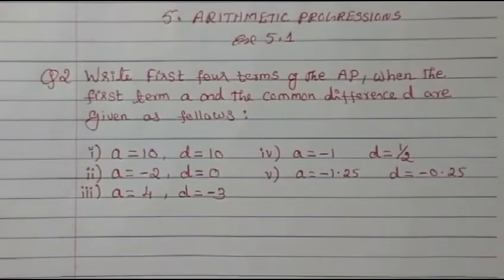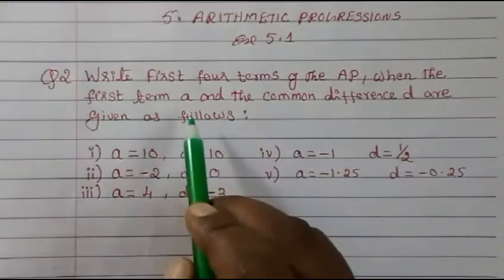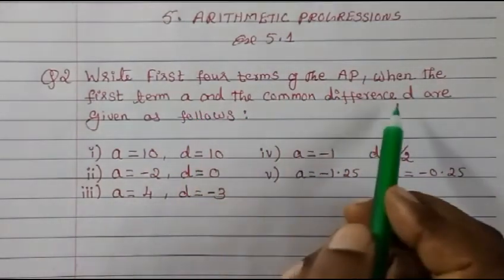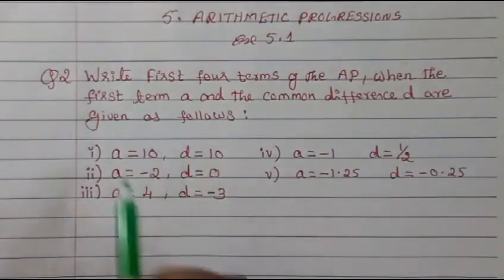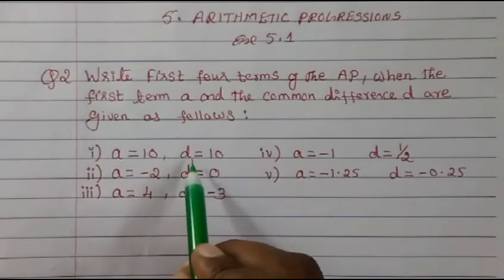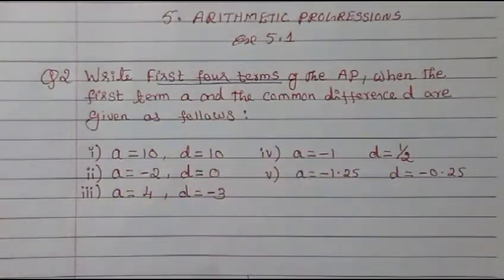Today we are going to study from class 10 chapter 5 arithmetic progressions exercise 5.1 question 2. Write first four terms of the AP when the first term A and the common difference D are given as follows. You have five parts, A value and D value is given to you. You have to write first four terms of AP.